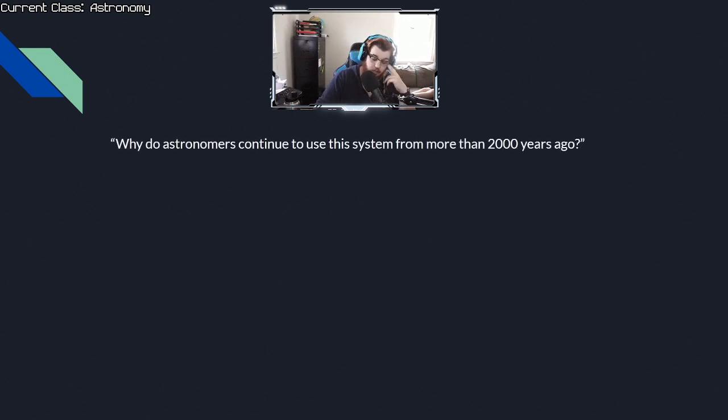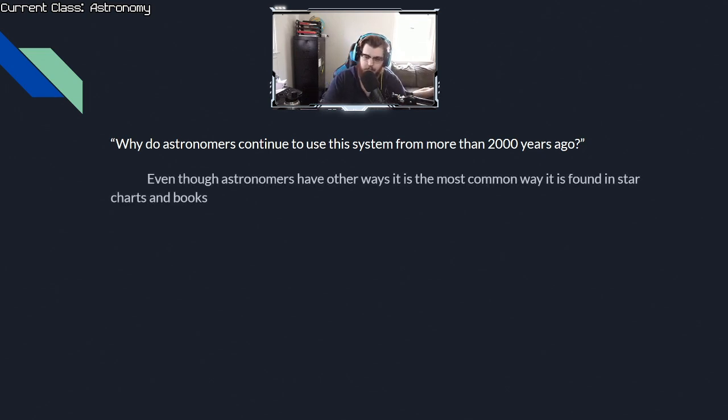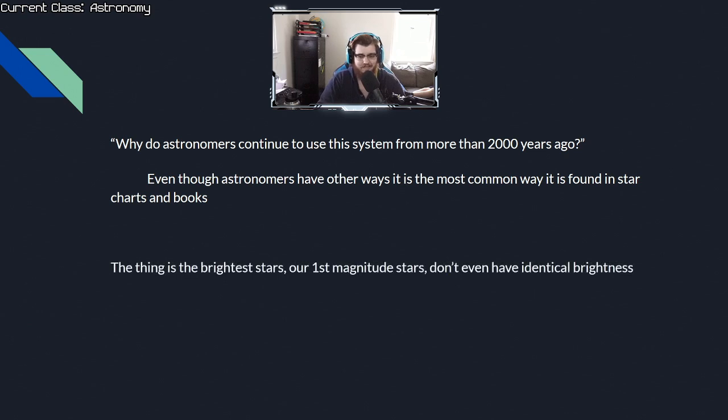So, question really probably becomes, why do astronomers continue to use this system that is incredibly outdated and is from more than 2,000 years ago? So even though we have plenty of other different ways and common ways that we actually use it to find these stars and star charts and books, thing is, the brightest stars, even our first magnitude stars, we know that they're not even identical.